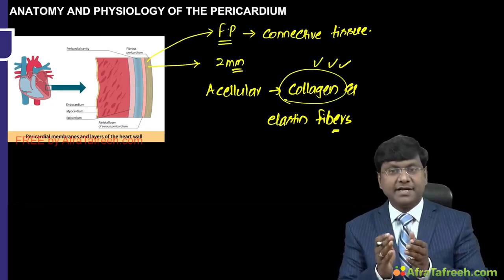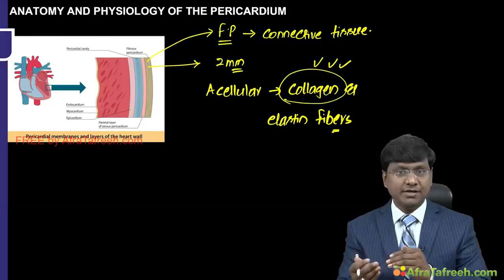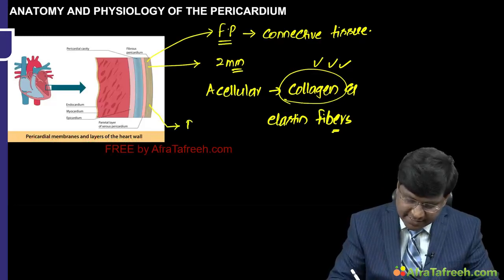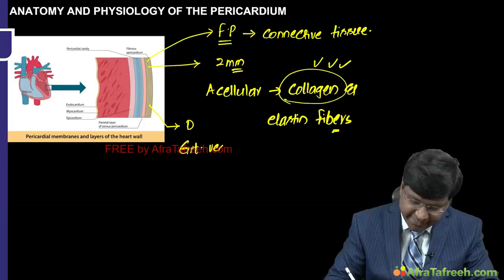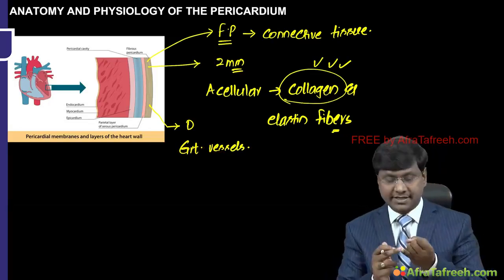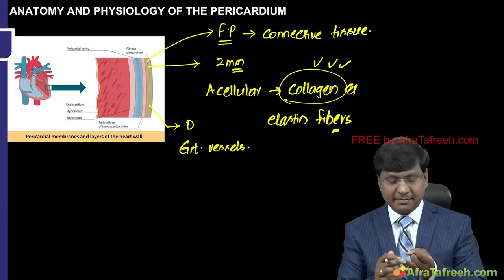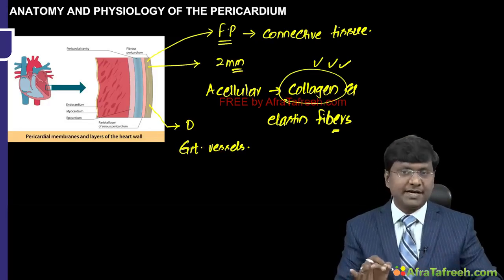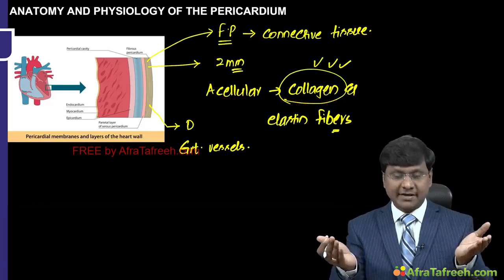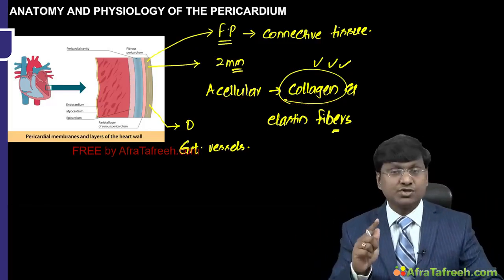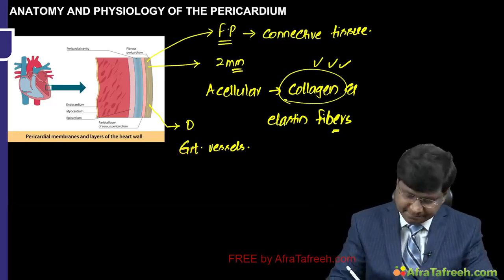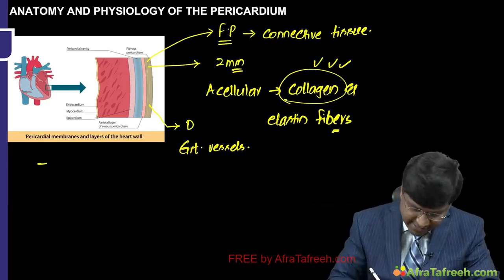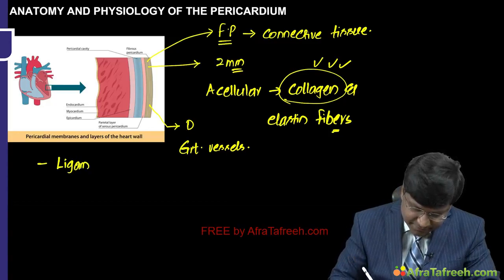Now, if you take this fibrous pericardium, it has attachments. It has attachments to the diaphragm. It also has attachments to the great vessels. So what are these great vessels? The aorta from the left ventricle and the pulmonary artery from the right ventricle. So it has attachments to the diaphragm as well as the great vessels going out of the heart and entering into the heart. It also has attachments to the superior and inferior vena cava. And this parietal pericardium, that is your fibrous pericardium, has ligamentous attachments.